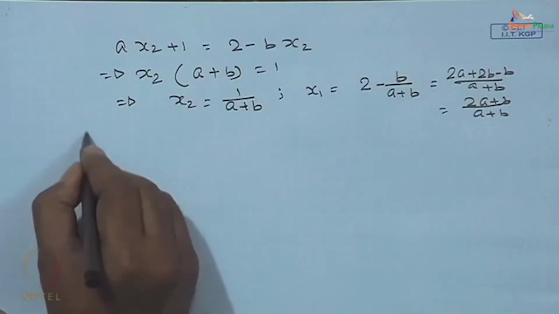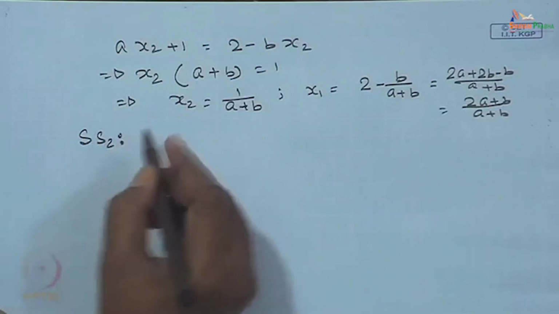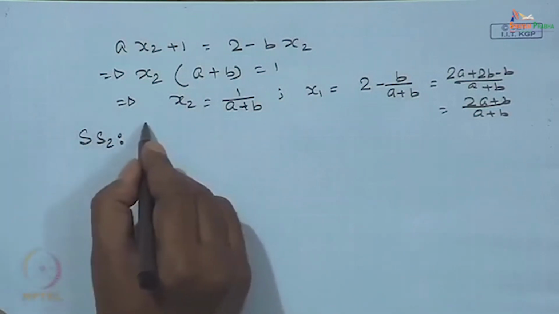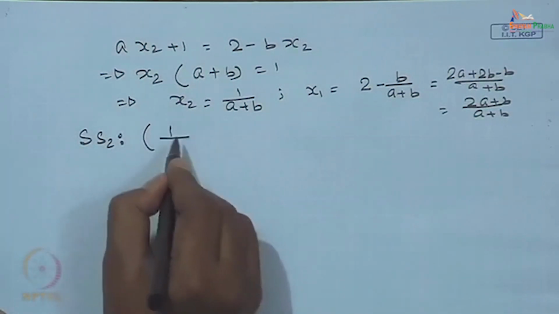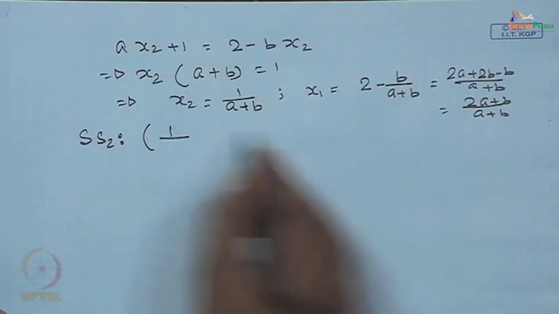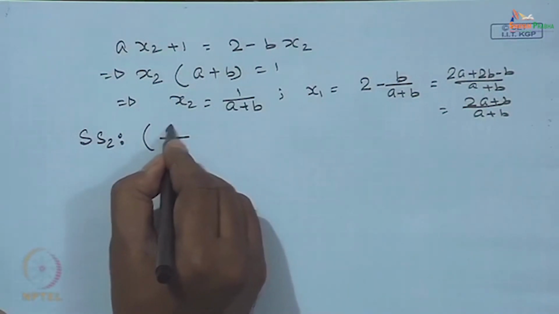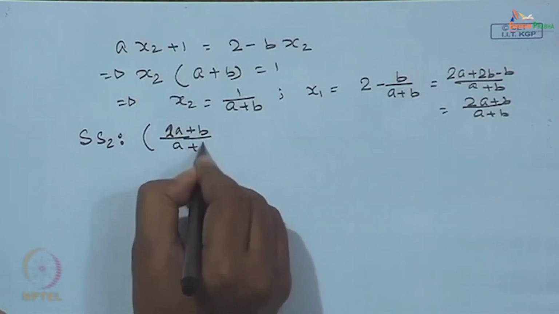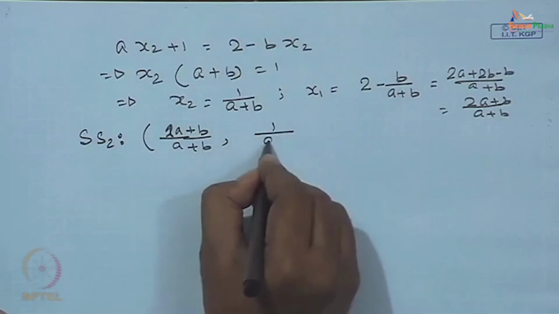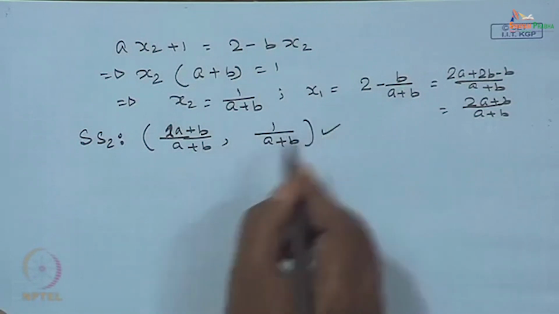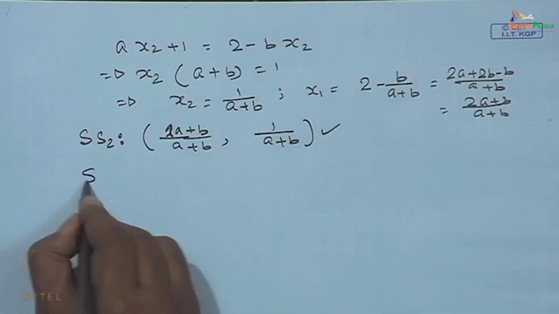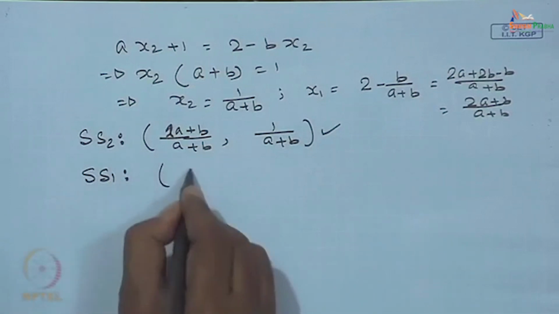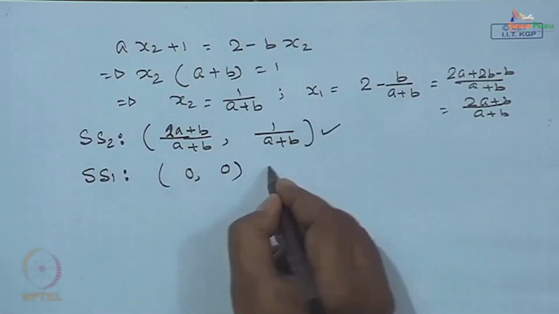So, steady state 2 will be x1 equal to 2a plus b divided by a plus b, and x2 is 1 over a plus b. So, this is steady state number 2. The first steady state we have already seen: 0, 0 is the first steady state.